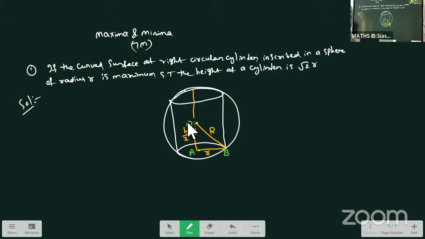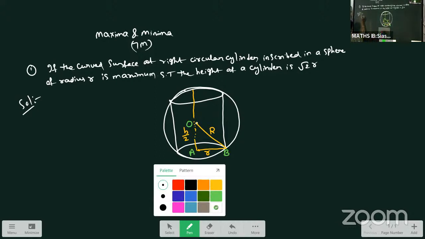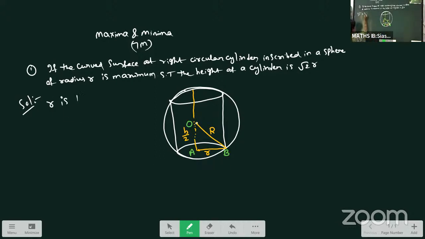Small r and small h we have to define. Let r be the radius and h be the height of the cylinder.